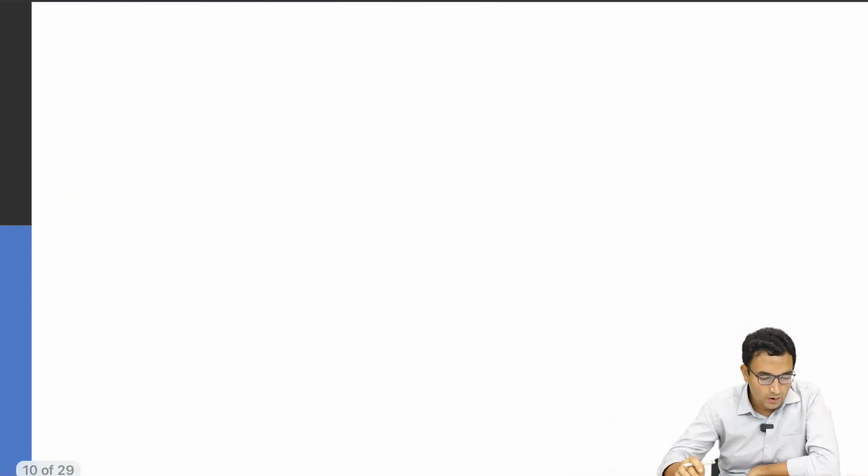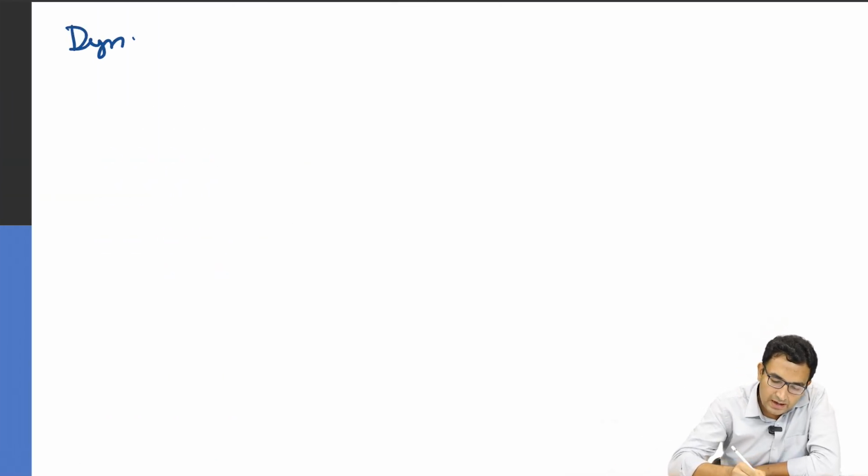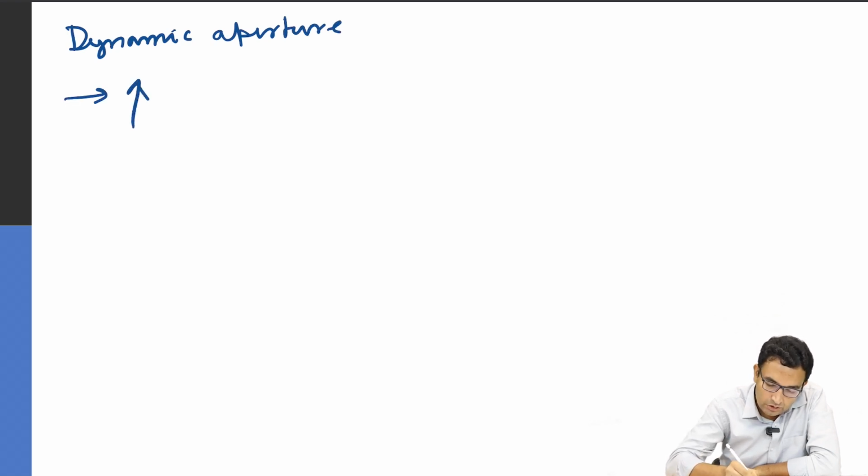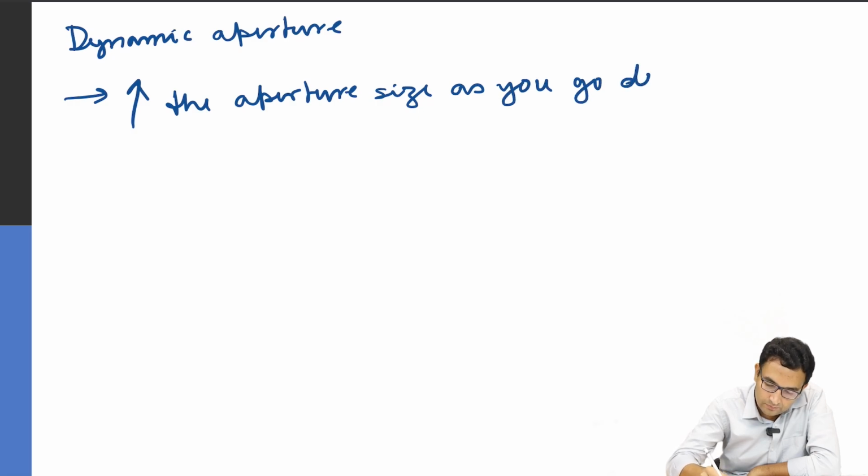Okay. Now it turns out there is something called dynamic aperture, in which you increase the aperture size as you go deeper to maintain the same f number, focal number.